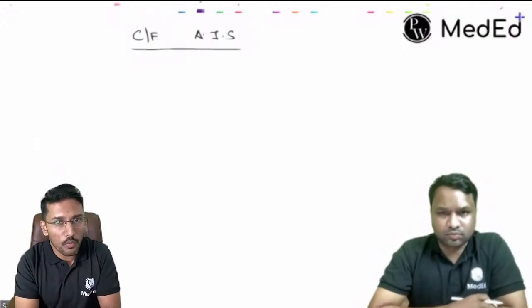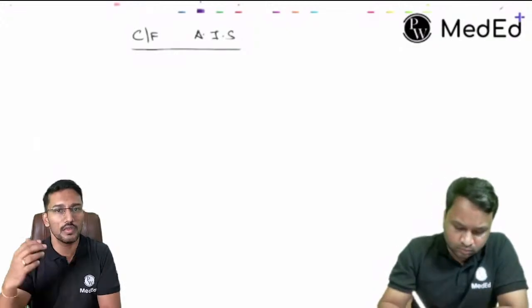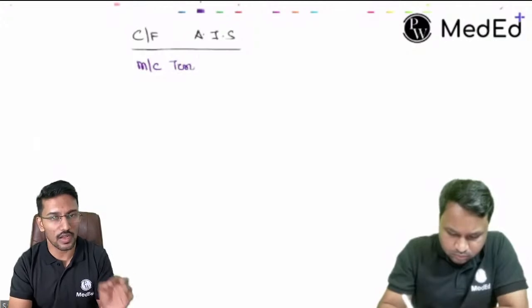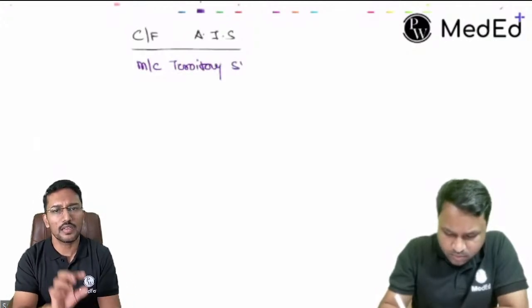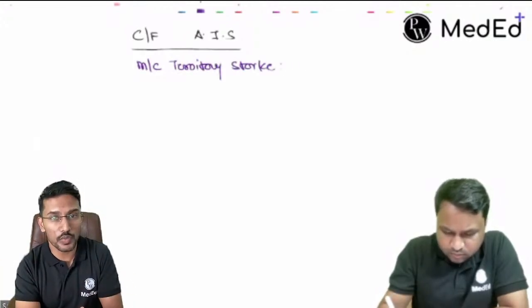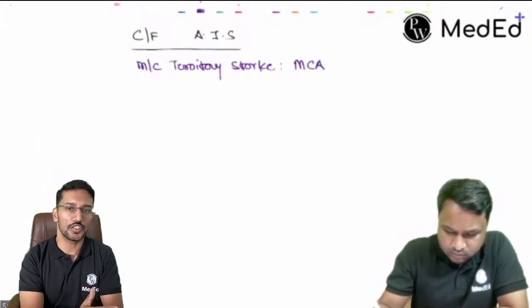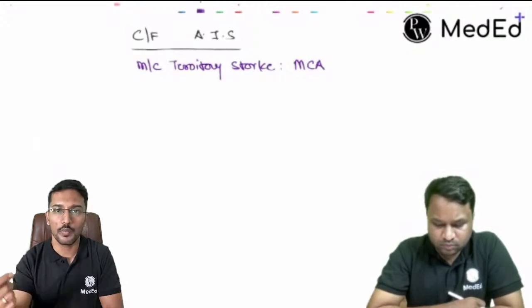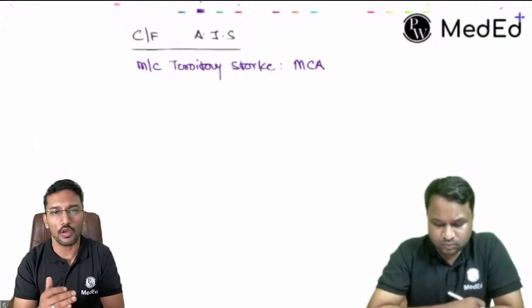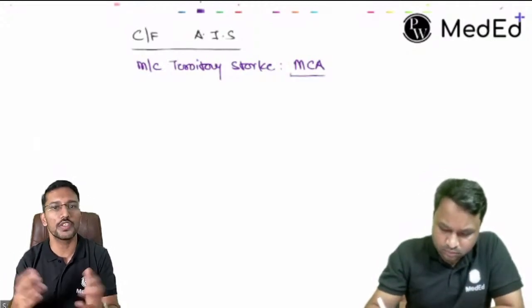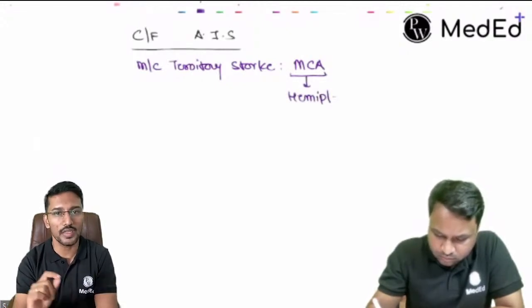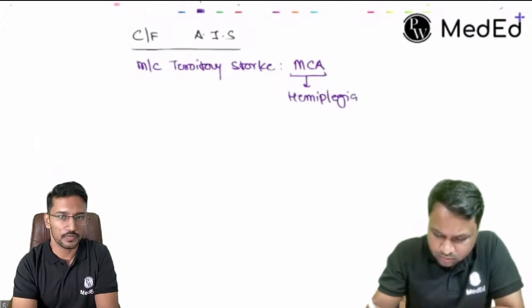The most common territory where the stroke happens is MCA territory. And because MCA territory strokes are the most common, we can say that the majority of the patients are going to present with hemiplegia, with or without speech disturbances. That is the most common presentation. Hemiplegia with or without speech disturbance, depending on which lobe is affected, whether it is dominant or non-dominant. That is the most common clinical presentation.